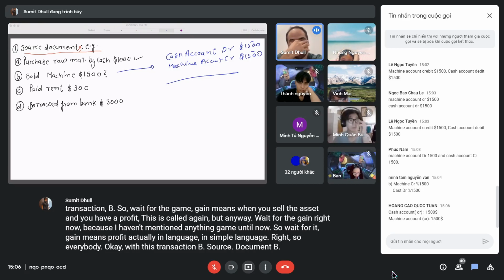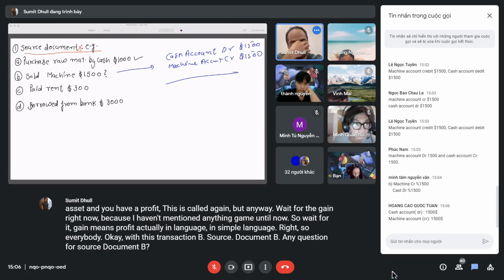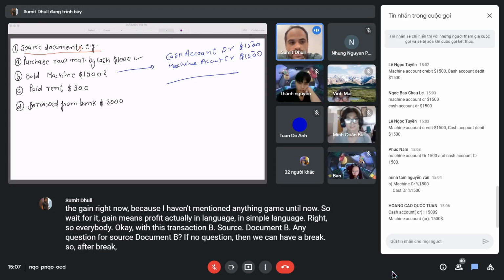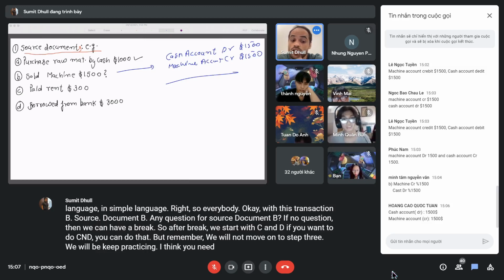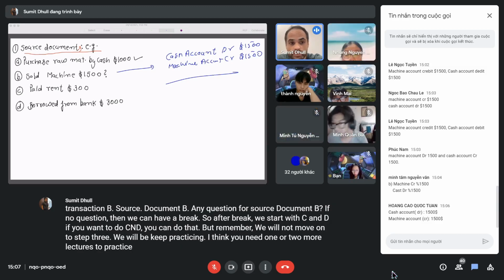Any question for source document B? If no question, then we can have a break. So after the break, we start with C and D. If you want to do C and D, you can do that. But remember, we will not move on to step 3. We will keep practicing. I think you need 1 or 2 more lectures to practice journals. So we are not moving to step 3.